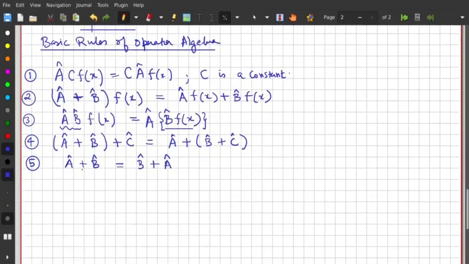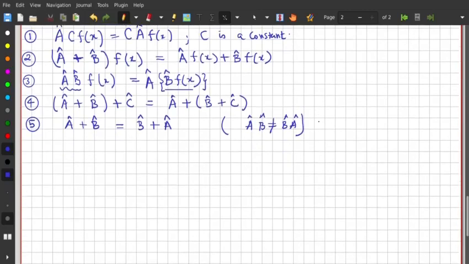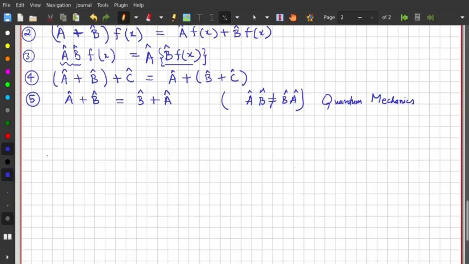You see A plus B is the same as B plus A, but as we will see later, this is not true for the multiplication of operators. Keep in mind, we will be discussing this later, but A hat B hat need not be equal to B hat A hat, and this plays a very important role in quantum mechanics, as we will see later. This is called the non-commutative property of some of the quantum operators.